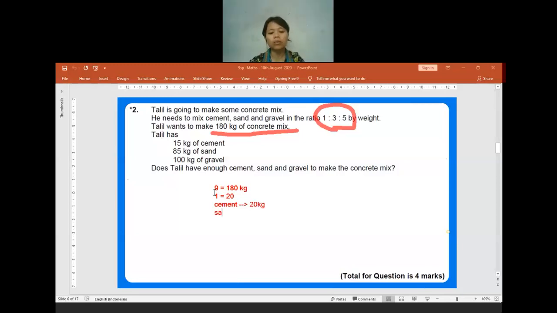If sand, how many will it be? 60. Okay, sand the ratio is 3, so 3 times 20, which is equals to 60 kg. And then for the gravel, it will be 5. So 5 times 20, which is equals to 100 kg. So now read the question, does Talil have enough cement, sand and also gravel? Not enough cement. Yeah, so he doesn't have enough.